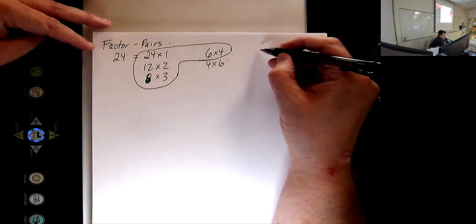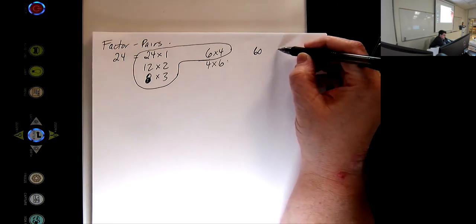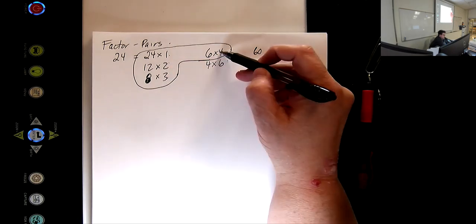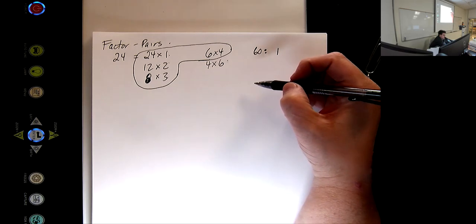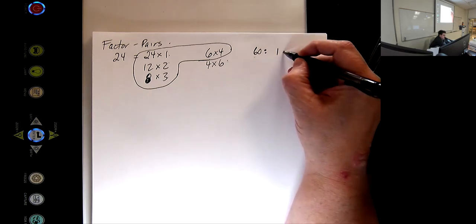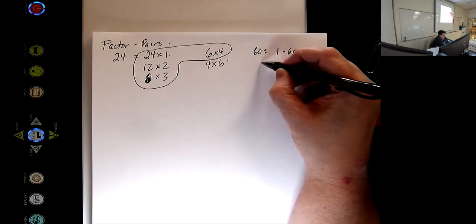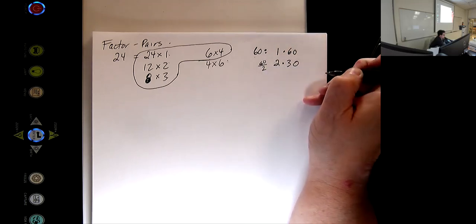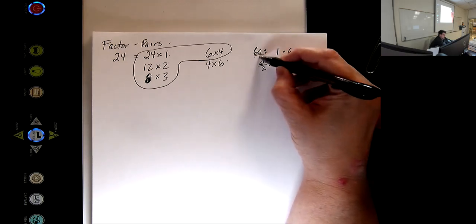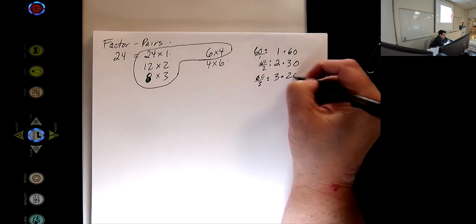So if I were to do this with a bigger number, like let's say 60. What I try to do is go down this list of numbers, keep adding one and see if it goes in. 60 is divisible by 1, so it's 1 times 60. If I divide 60 by 2, I get 30. So 2 times 30 is a factor pair. 60 divided by 3 is 20. So 3 times 20 is a factor pair.